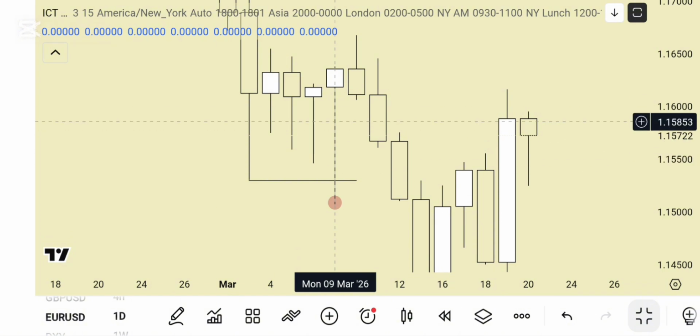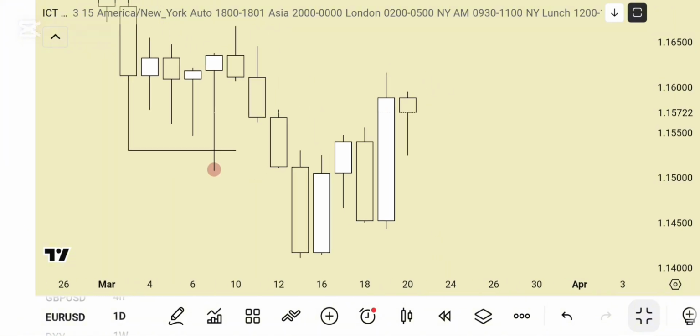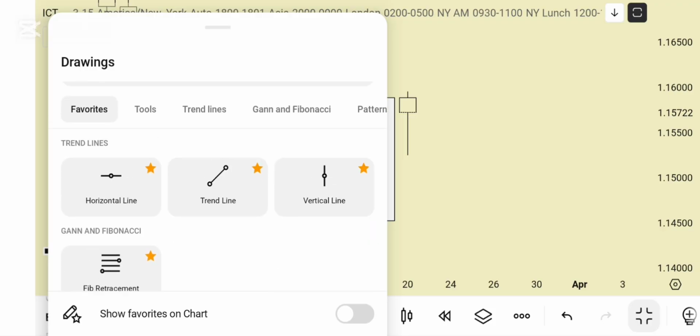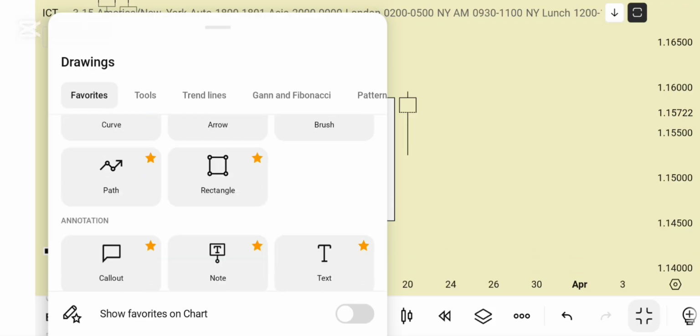Candle here. And now let's classify the daily time frame. Remember, the daily time frame has up to six 4-hour candles. Out of those six 4-hour candles, we need what? The range, sweep, and expansion. Range, sweep, expansion, right?